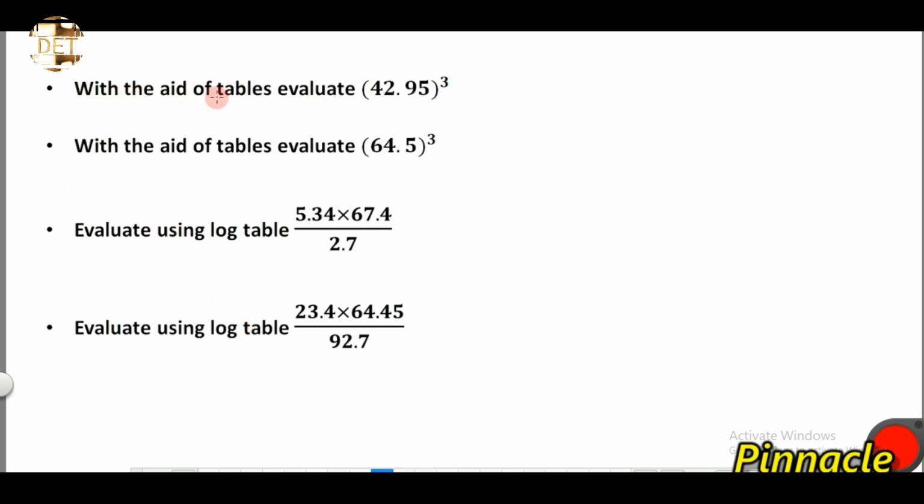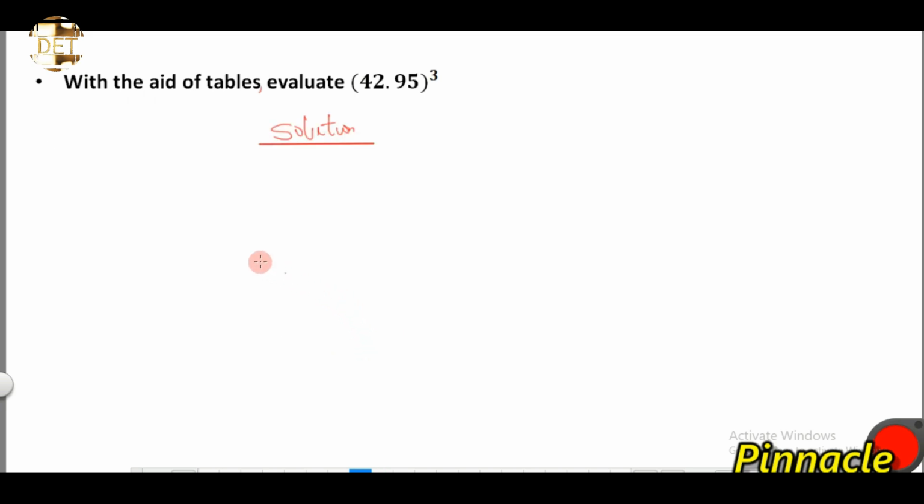With the aid of tables, evaluate open bracket 42.95 bracket close raised to the power of 3. Then question 2 here is with the aid of tables, evaluate 64.5 raised to the power of 3. Then question 3 here is to evaluate using log table 5.34 times 67.4 divided by 2.7. Then the fourth question, which is the last question, is evaluate using log table 23.4 times 64.45 divided by 92.7.